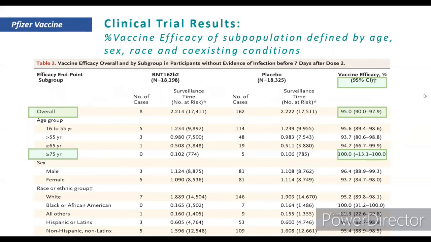Our data of interest here is older age population greater than 75 years. For their case, the efficacy rate is very high. This is one of the reasons we have seen that Pfizer is recommended for older population in the United Kingdom.